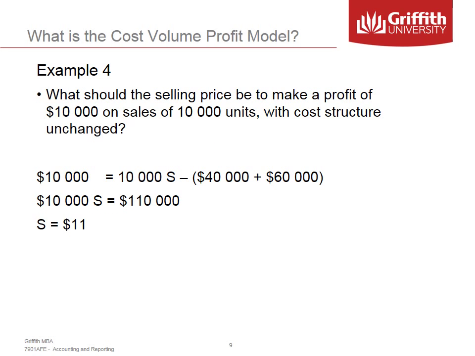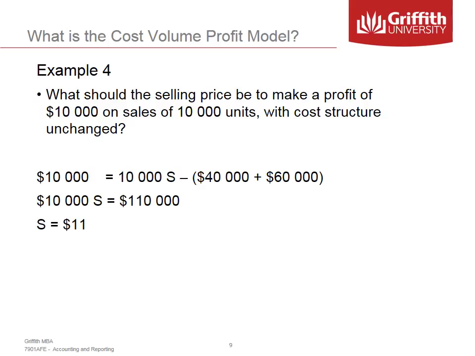Here's an example of the fourth question. What should the selling price be in order to make a profit of $10,000 on sales of 10,000 units? So we're locking in the volume that we're going to sell, and we're setting a desirable profit of $10,000, and we're saying, okay, given those two requirements, what would be the selling price which would achieve that outcome? Again, note that the cost structure remains unchanged.